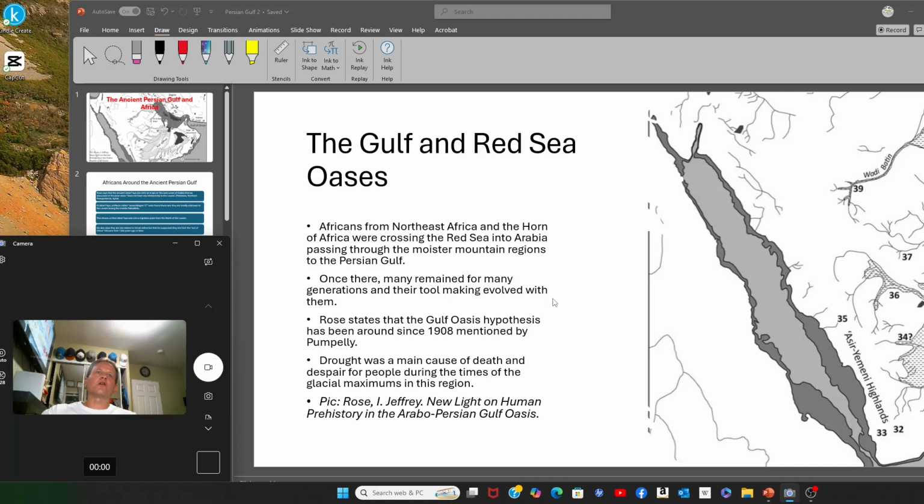Rose states that the Gulf Oasis hypothesis has been around since 1908, mentioned by Pompelli. Drought was a main cause of death and despair for people during the times of the glacial maximums in this region. So glacial maximum is when the glaciers are at their fullest extent and hold the most water.